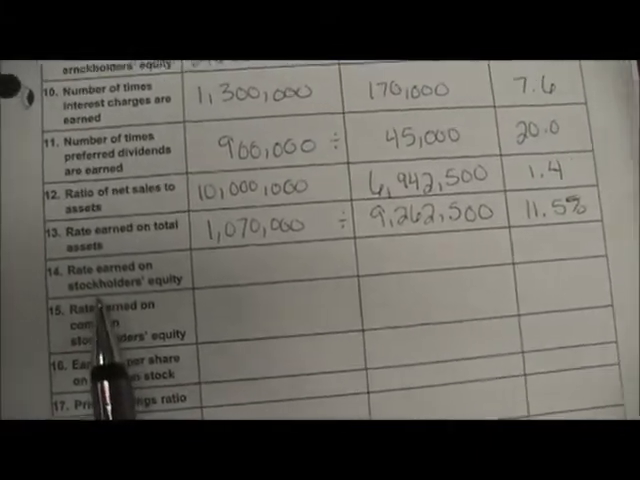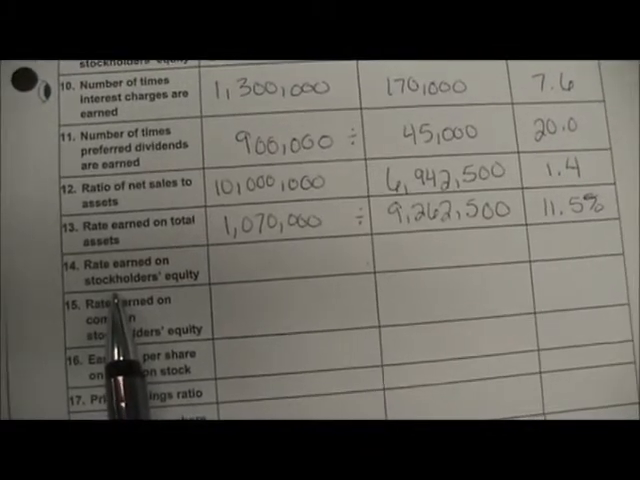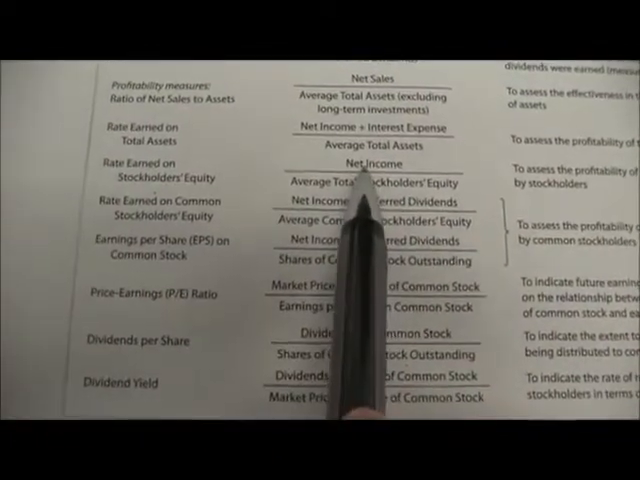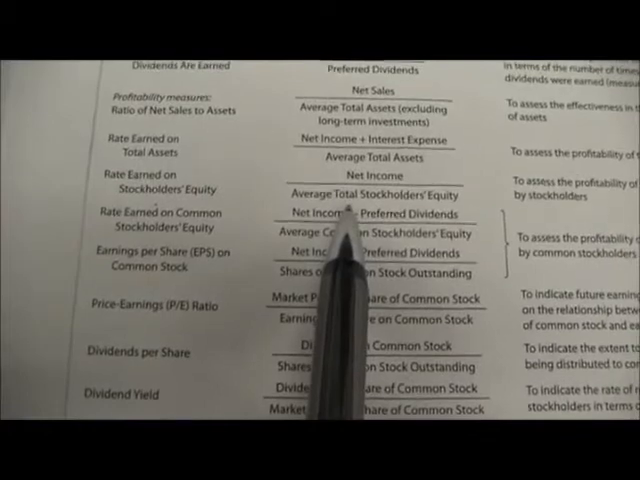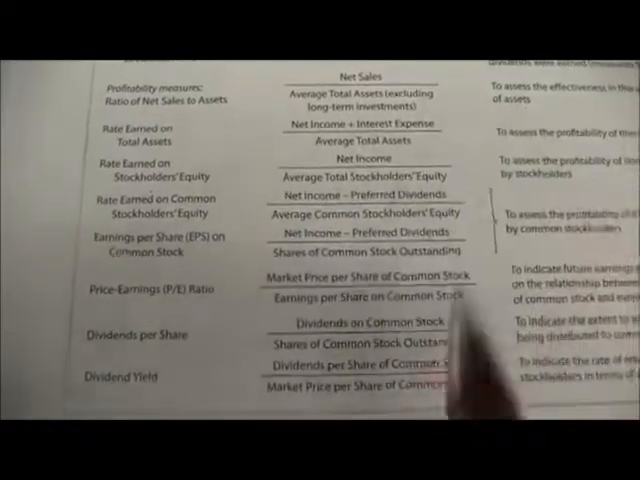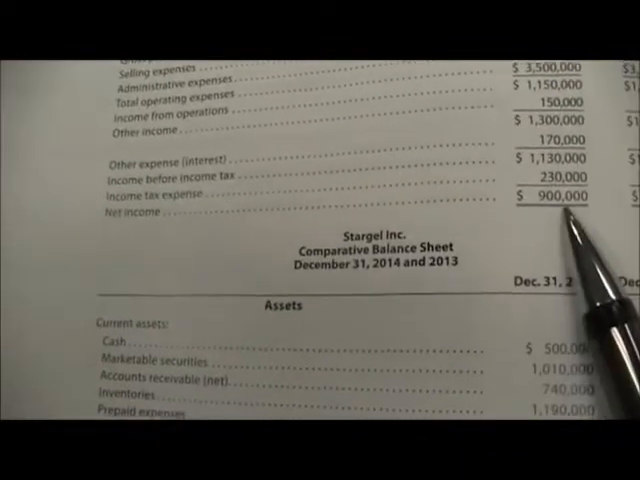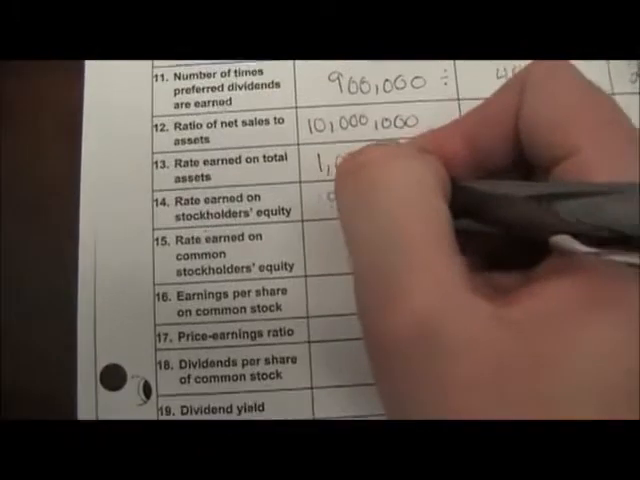Okay, ratio earned on stockholders' equity. The ratio earned on stockholders' equity is our net income divided by our average total stockholders' equity. If we look at our income statement, we find that our net income was $900,000. So we can just stick that in there.